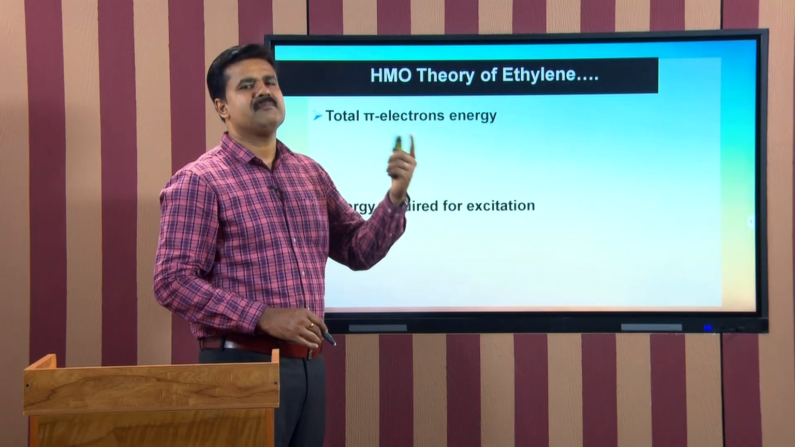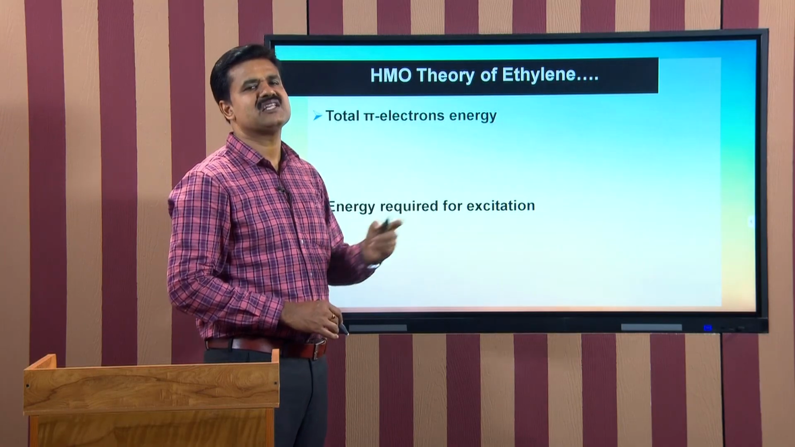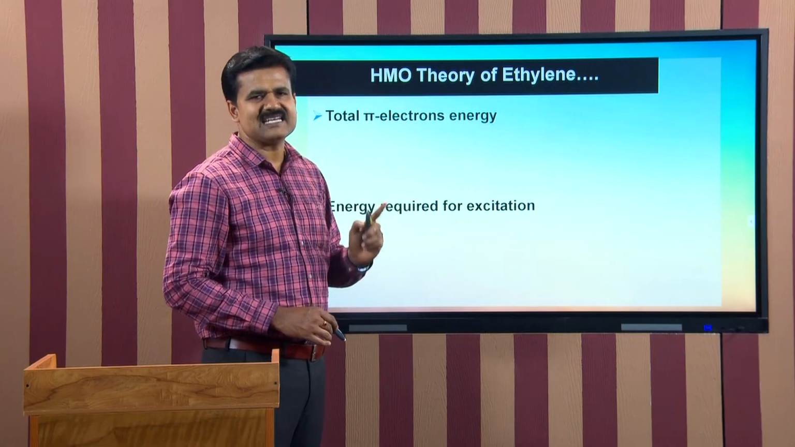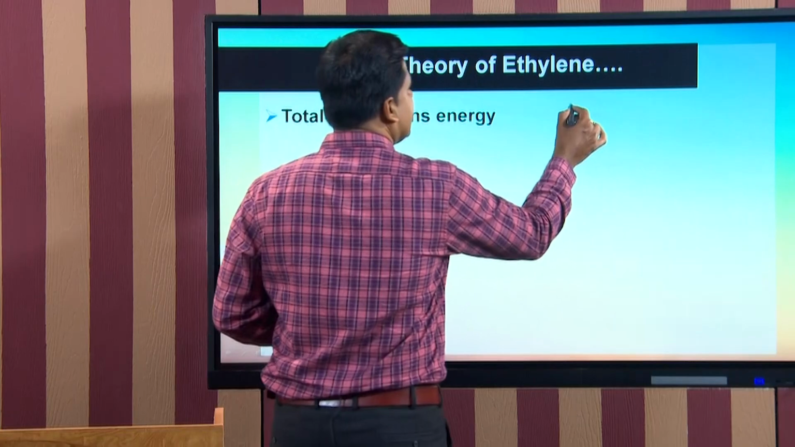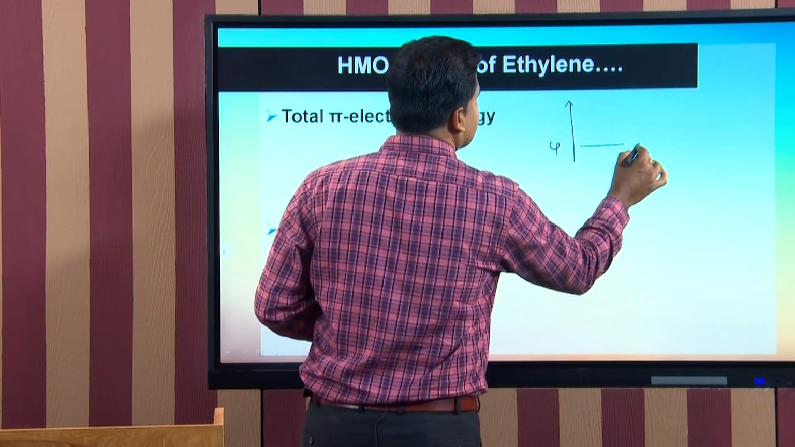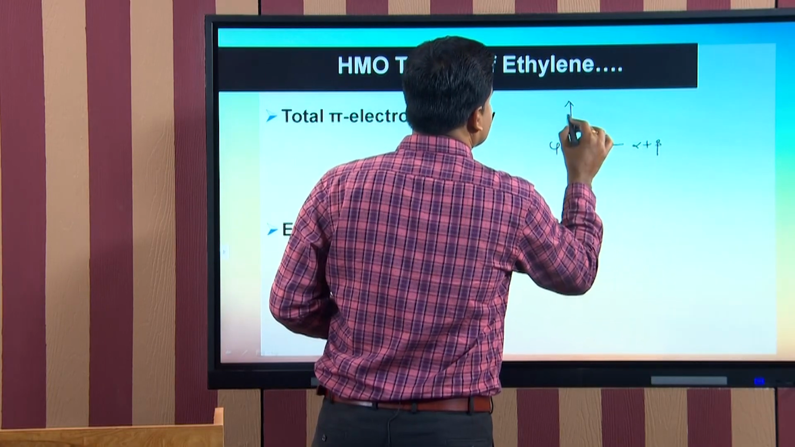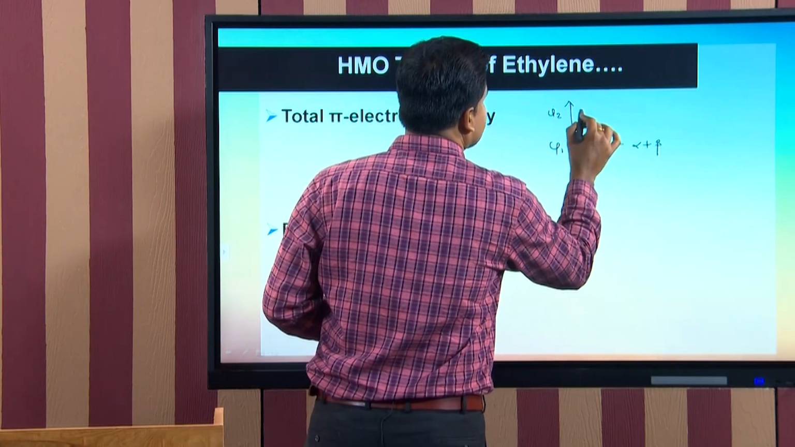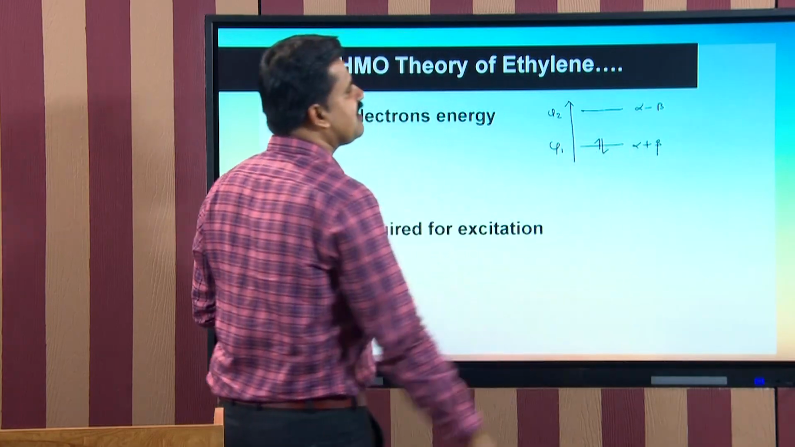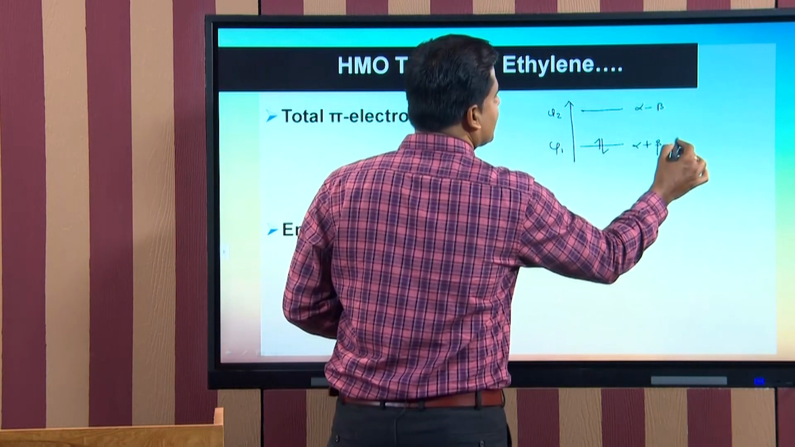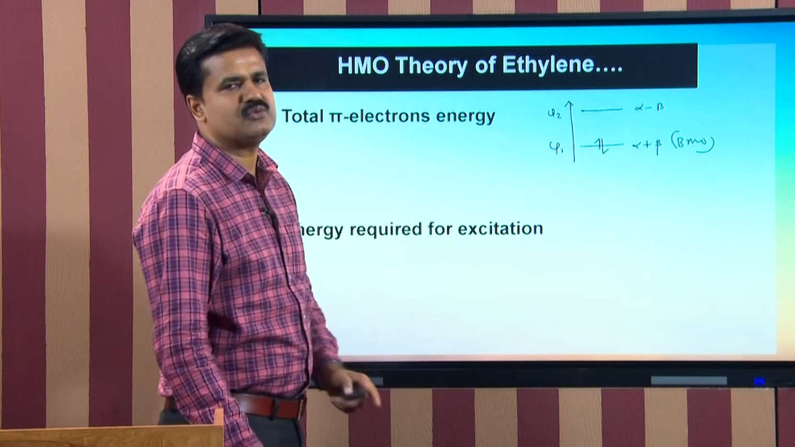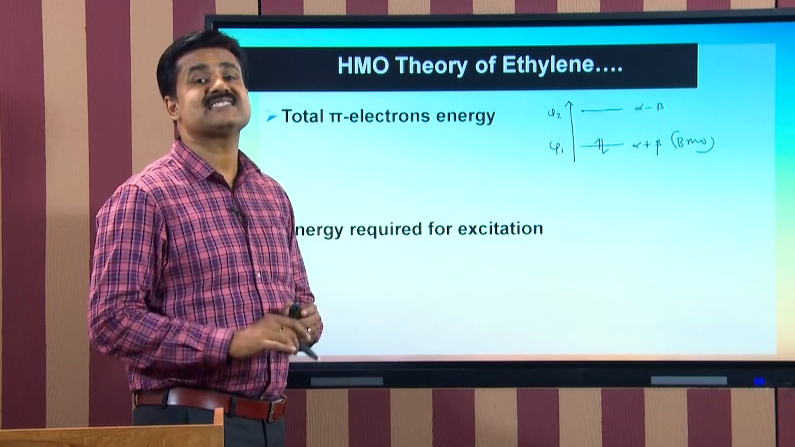Now, we can make some calculations based on the above energy level diagram. It should be noted that two electrons are present in the alpha plus beta energy level. The energy level diagram is simply like this. The first level, that is psi 1, has an energy alpha plus beta. The second energy level, that is psi 2, has an energy alpha minus beta. The two electrons are present in the alpha plus beta level, which is marked as the bonding molecular orbital level, and we have to evaluate the total pi electron energy first.